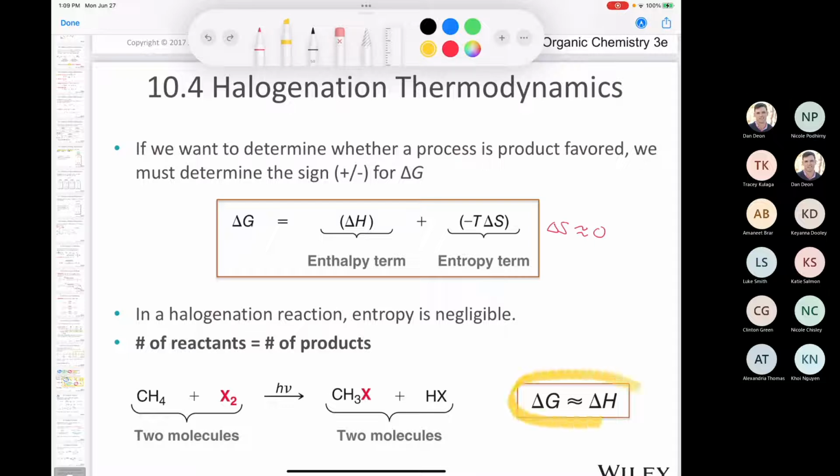And thus, we're going to say that the change in Gibbs free energy is essentially equal to the change in enthalpy. Where do we get the change in enthalpy? Well, the change in enthalpy is actually affected by a few factors, but it's mostly affected by bond dissociation energies. Let's look at some bond dissociation energies.